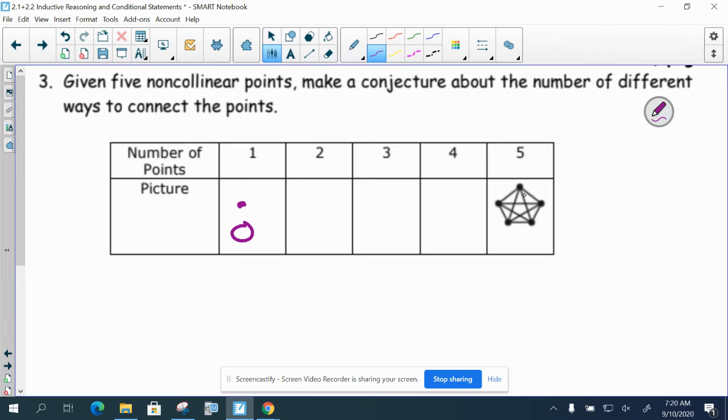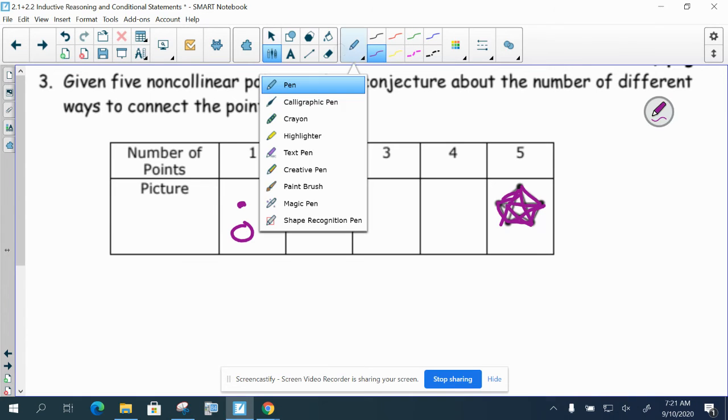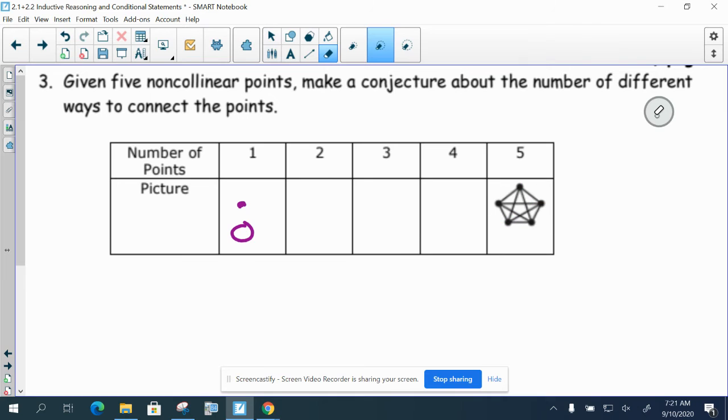Well, there's 1, 2, 3, 4, 5, and then 6, 7, 8, 9. I feel like I'm missing one of them. Let me try this again. 1, 2, 3, 4, 5, 6, 7, 8, 9, 10. And I'll erase this so that you can see everything better. So here, if there are 5 points, then there are 10 different ways to connect the points.